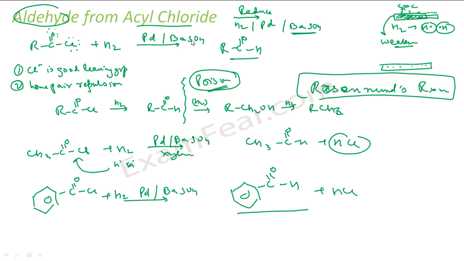And then you can think of this reaction where you use acyl chloride and then use hydrogen, palladium catalyst and this poison to make sure that this is not a very strong reducing agent, right? So you can think of this, just a memory tip to remember this Rosenmund reaction.